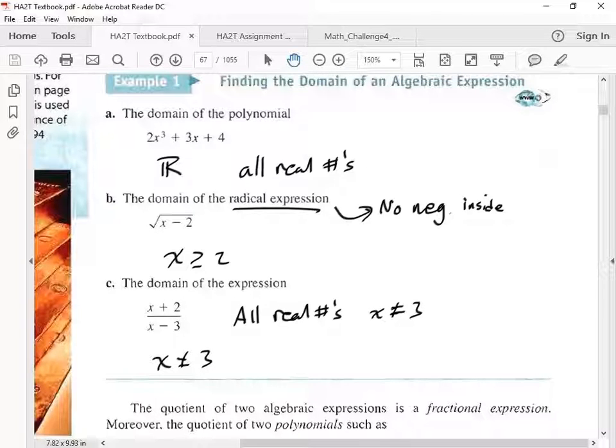Knowing this information is really important. Whenever you have square roots, or you can call these radicals, and rational expressions, you cannot plug in certain numbers. There's restrictions. You can't have negatives inside of this radical, and you can't divide by 0. Gotta remember that stuff. Okay? Okay.